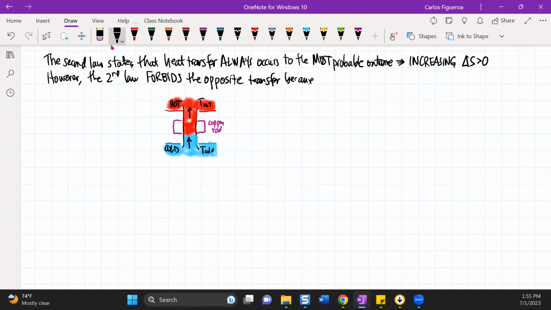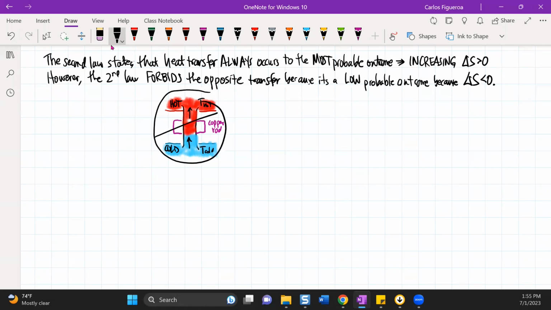because it's a low probable outcome, because delta S is negative. The entropy change is negative. So this diagram is not possible. That's what I mean by the second law does not allow this.